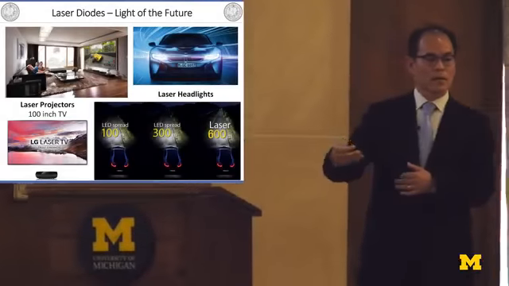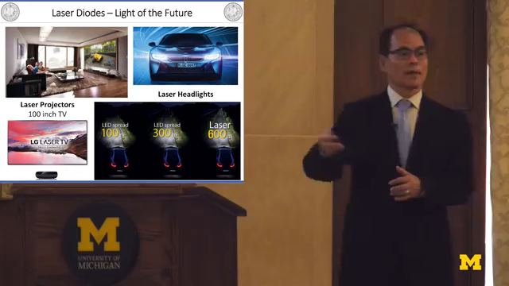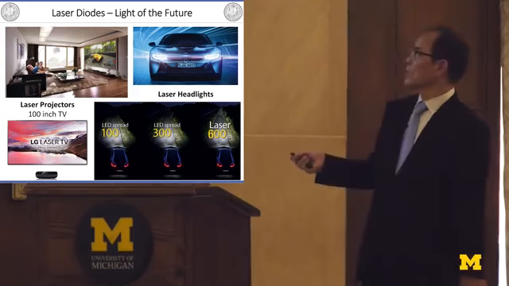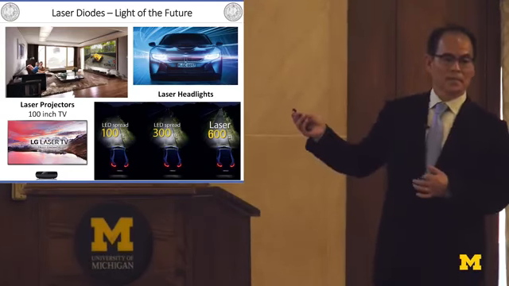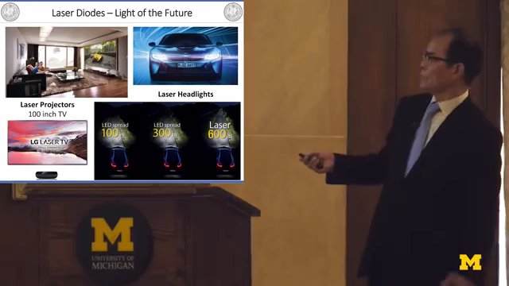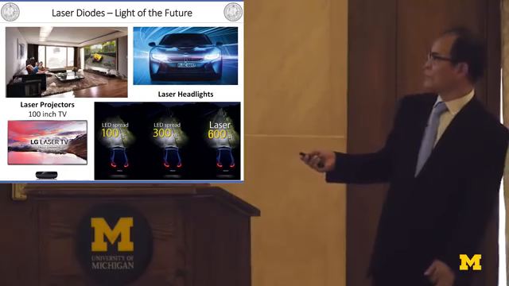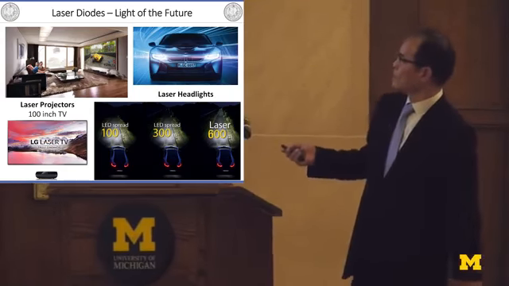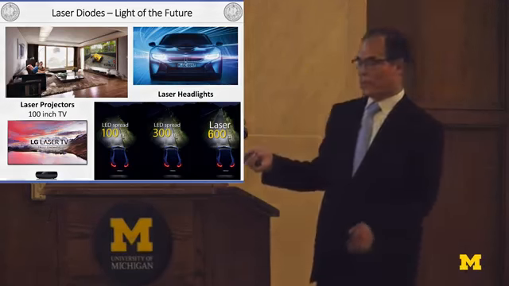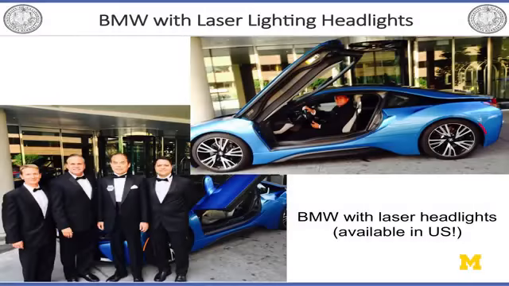So it's very safe. In Germany, they have the autobahn, so speed is so fast, so they need this laser lighting for safety. And LED is only 300 meters, but the conventional lighting is 100, I don't know, it's small. So this is very important for safety. So already BMW and Audi use a laser headlamp.